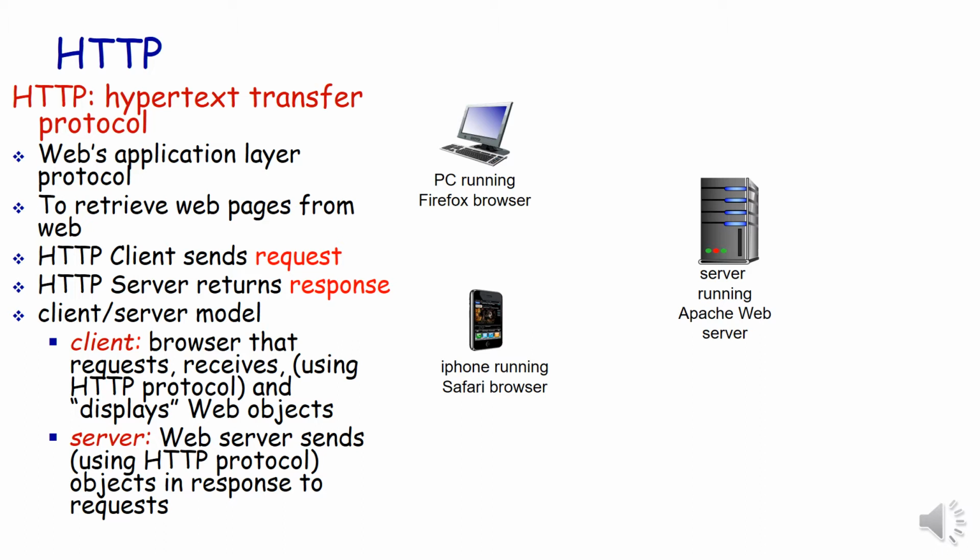The HTTP protocol is used to define how a client-server program can be written to retrieve web pages from the web. The communication or exchange of messages between the client and server is in the form of HTTP request and HTTP response. The client sends messages to the server with an HTTP request and the server returns a reply to the client with the help of an HTTP response.